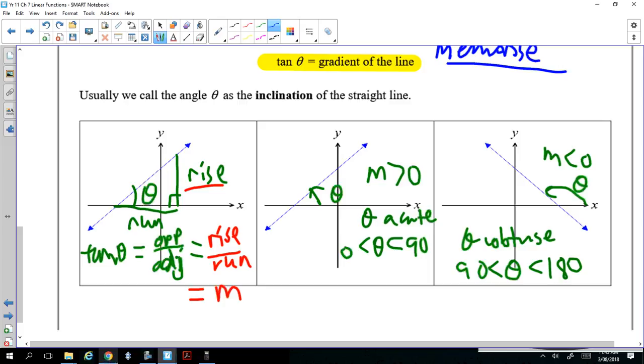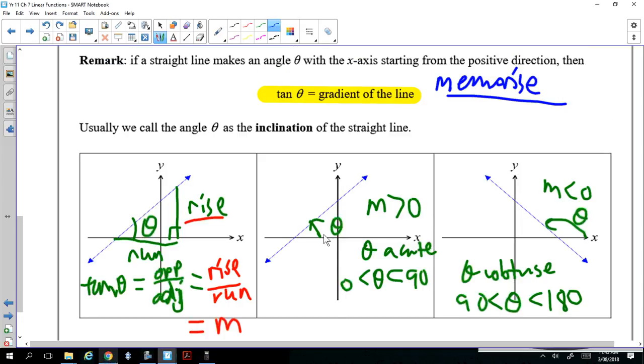All right, excellent. Let's move on. That's the angle. So when you measure the angle of a line, it always starts from the positive direction of the x-axis and you turn anti-clockwise, like you normally do with trigonometry. So you start from the x-axis, keep turning until you touch the line. So this is obtuse, this is acute. And when it's obtuse, the gradient is negative. When the angle is acute, the gradient is positive. All right, done. Move on.